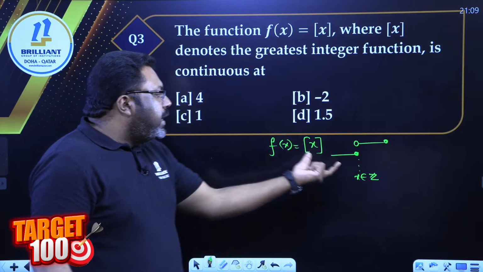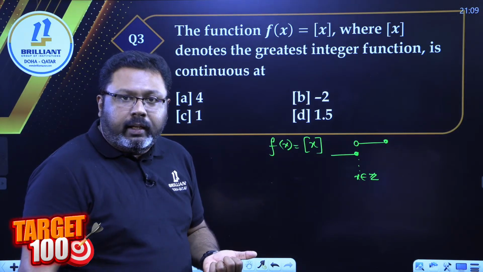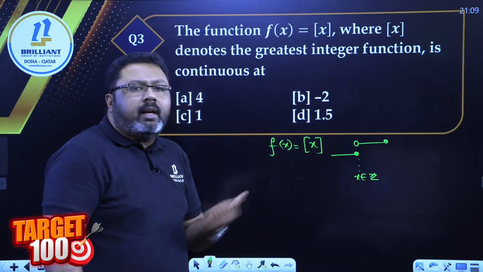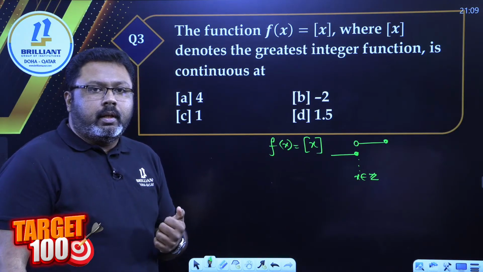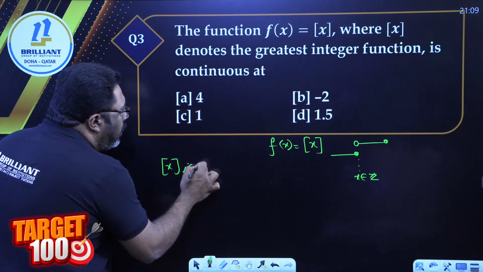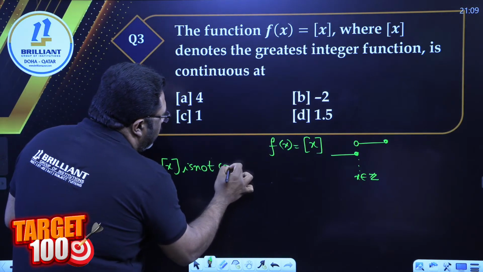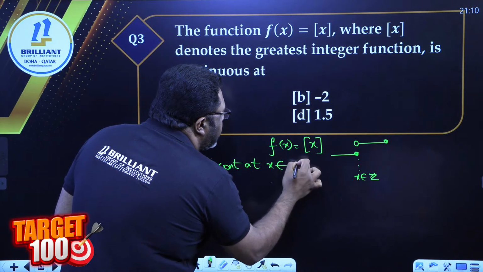Yes, the greatest integer graph always breaks when the value of x is an integer. So what should you understand from this? That this function is not continuous. Function f of x, greatest integer of x, is not continuous at the value of x which is an integer.